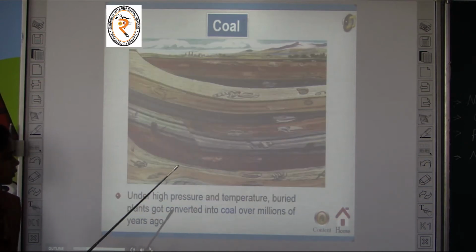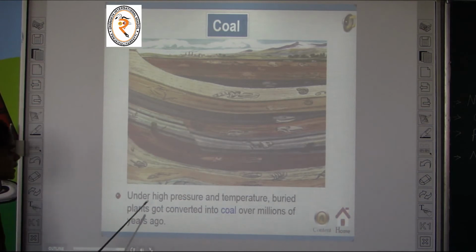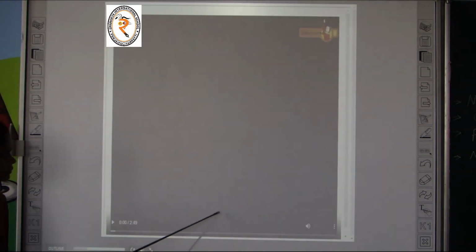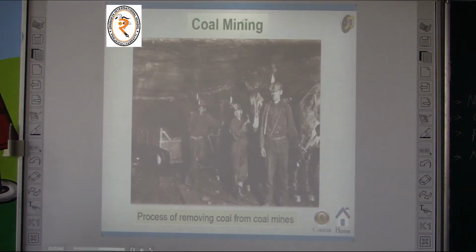The next one, coal. How can we get coal? Under high pressure and temperature, buried plants got converted into coal over millions of years. We already know that coal is an example of fossil fuels. From where can we get fossil fuels? Under high pressure and temperature, buried plants and animals got converted into coal. Okay. The next one. Coal mining. What is called coal mining? Coal mining is nothing but a process of removing coal from coal mines. That is called coal mining.